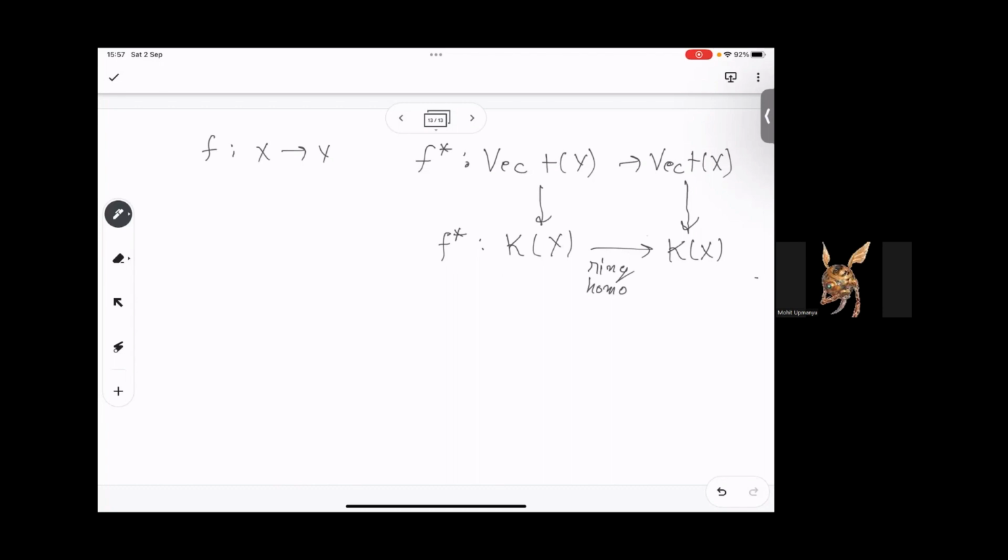So K is a contravariant functor. From where to where? From topological spaces to rings.